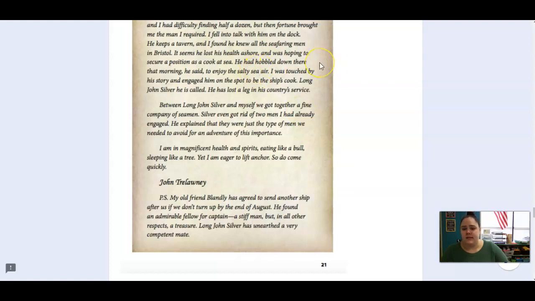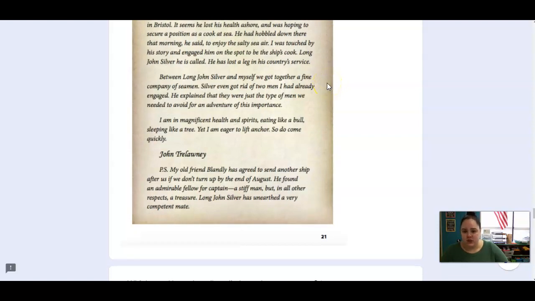It seems he lost his health ashore and was hoping to secure a position as a cook at sea. He had hobbled down there that morning, he said, to enjoy the salty sea air. I was touched by his story and engaged him on the spot to be the ship's cook. Long John Silver, he is called. He has lost a leg in his country's service.